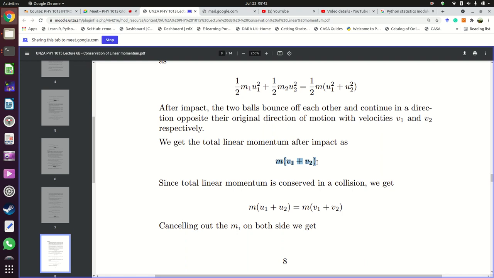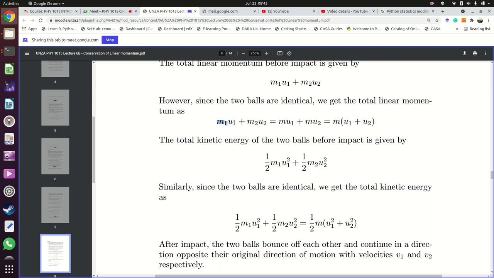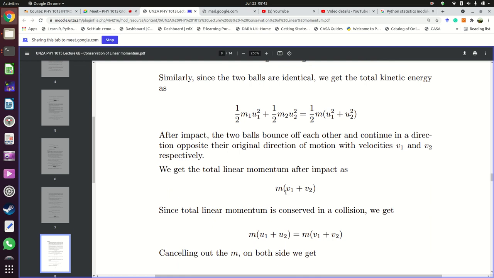So it's going to be basically, you start with M1 multiplied by V1 plus M2 multiplied by V2. But M1 is equal to M2. So basically, at the end of the day, the total linear momentum is going to be the same as this. M open bracket V1 plus V2. Are we clear here? How we end up with the total linear momentum after impact, which is equal to M open bracket V1 plus V2. Is it clear to everyone? It's just a copy of this one. So instead of you having U1, you put V1. Here, instead of having U2, you put V2. Then you do what you had done here. Then you end up with this. That's what gives us this. Is it clear? Yes, it is clear. Okay.